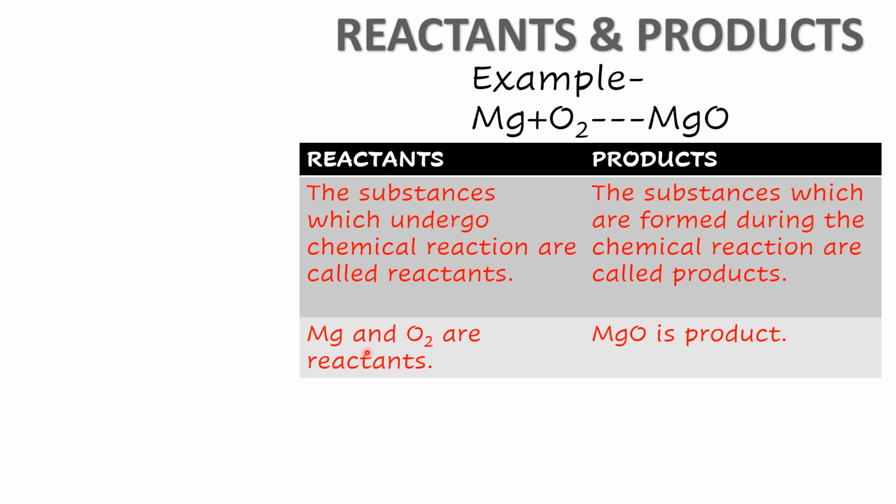Example, when magnesium and oxygen combine to form magnesium oxide. So magnesium and oxygen here are the reactants because they are undergoing chemical reaction. Magnesium oxide is the product which is formed as a new substance with new physical and chemical properties.